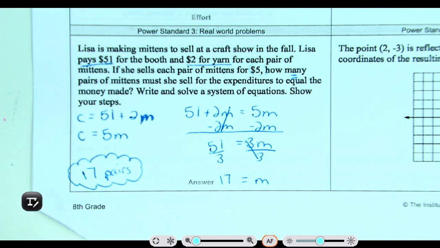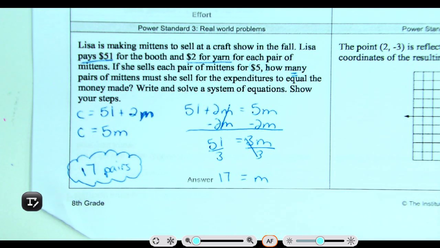And that's the way of doing it, because it wanted us to write and solve a system. That's the way of doing it, writing and solving a system. Okay.